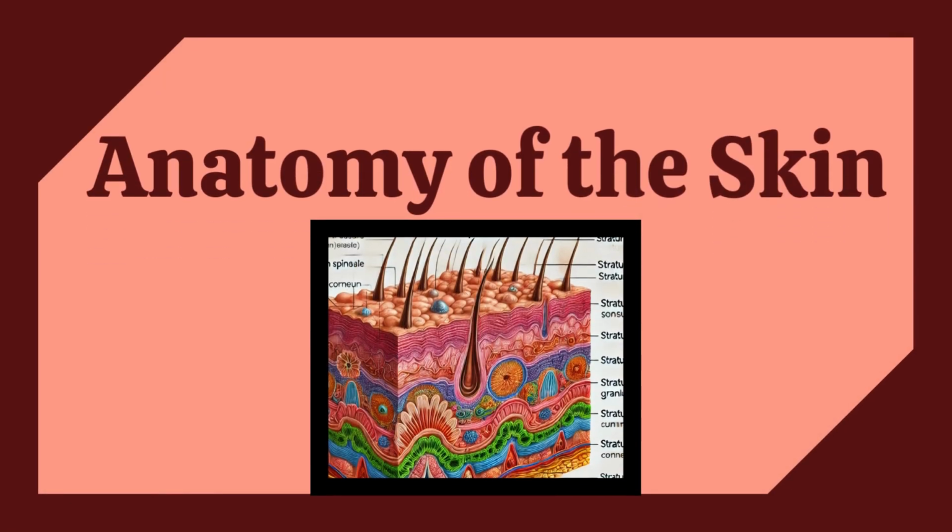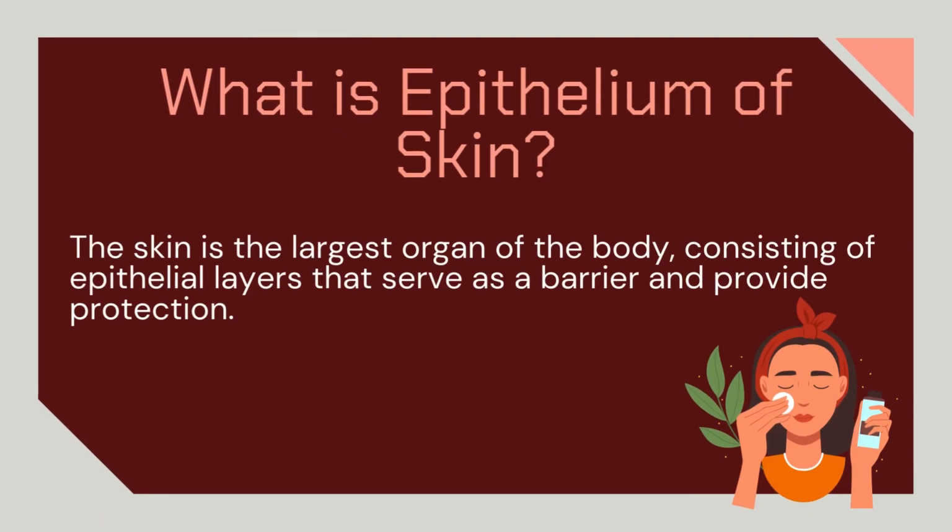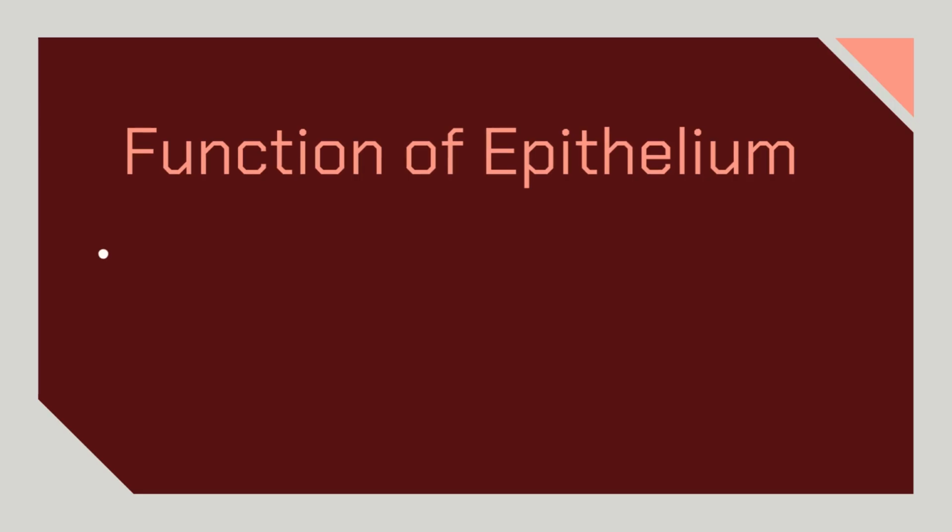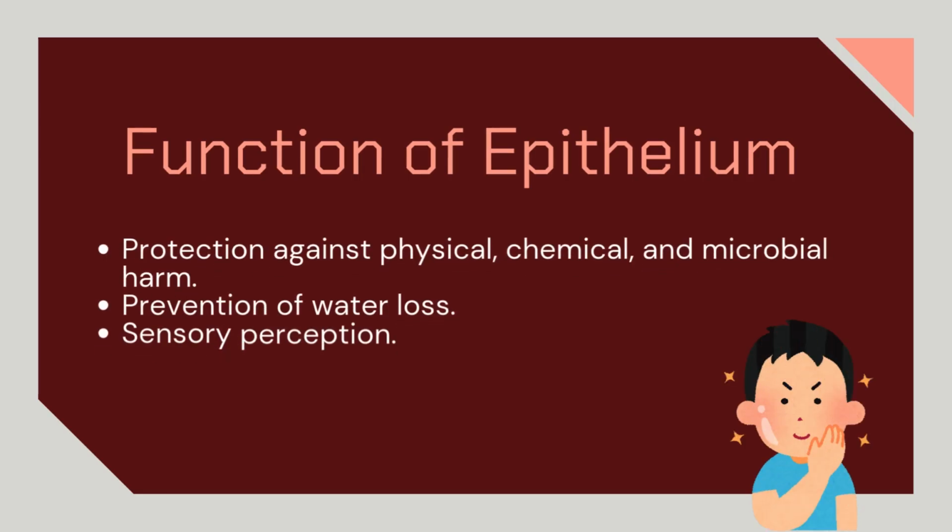In this video, we will talk about the anatomy of the skin. What is epithelium of skin? The skin is the largest organ of the body, consisting of epithelial layers that serve as a barrier and provide protection. What are the functions of epithelium? It has the following functions: protection against physical, chemical, and microbial harm, prevention of water loss, sensory perception.